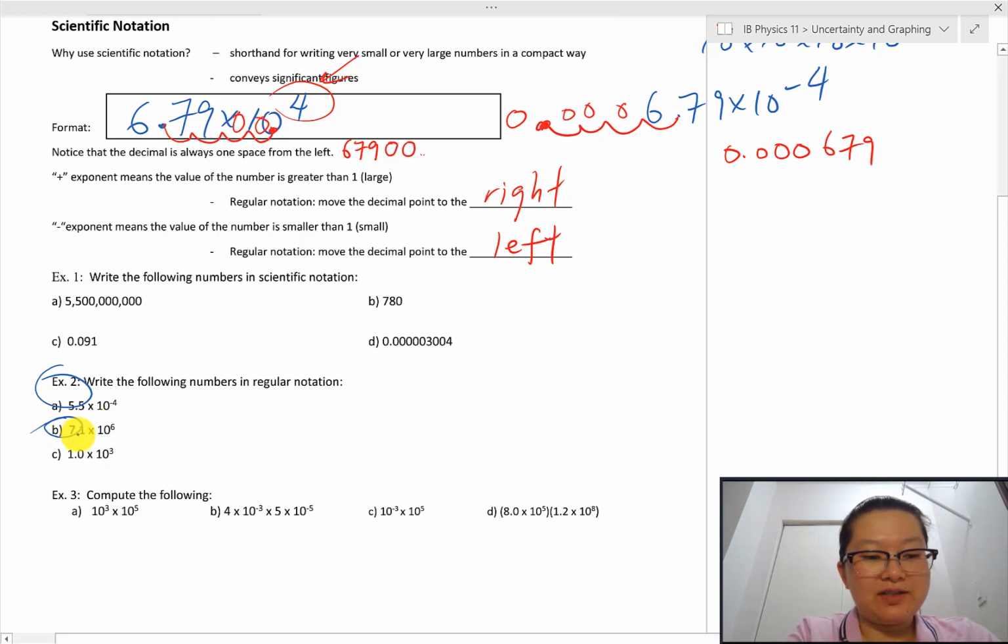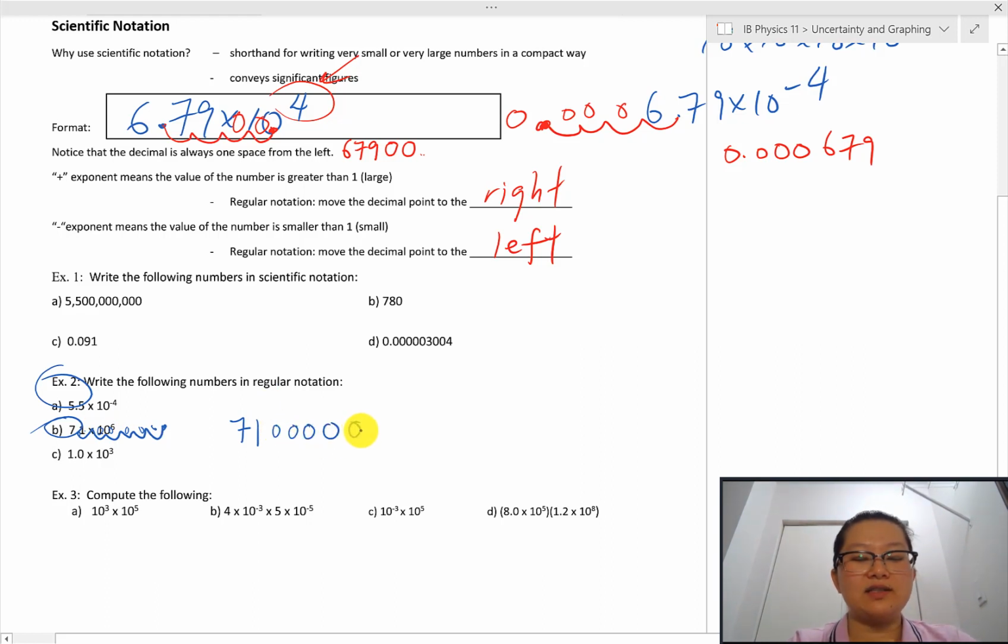So for B here, I have 7.1 times 10 to the power of 6, meaning I'm going to move this decimal 6 places, making my number bigger because it's a positive exponent. So 1, 2, 3, 4, 5, 6. Over here, I'll write it down, 7.1. So that's 7, 1, then 1, 2, 3, 4, 5 zeros. There you go. Okay, so that's regular notation for 7.1 times 10 to the power of 6.